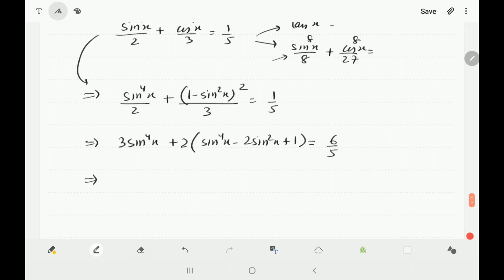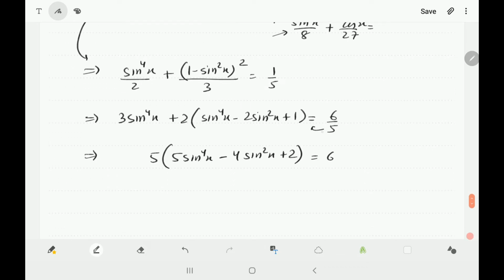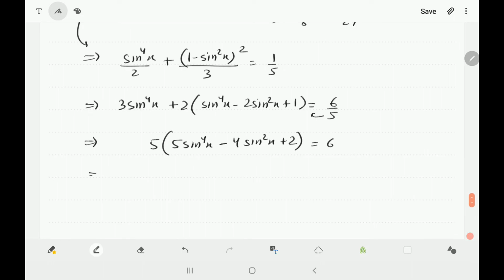3 sin 4x plus 2 sin 4x will be 5 sin 4x. So this 5 will cross multiply also. So it will be 5 times of 5 sin 4x minus, you can write 2 into 2 is 4 sin square x plus 2 is equal to 6. Okay, I have just cross multiplied this 5 on the left hand side. So we will now have 25 sin 4x minus 20 sin square x plus 10 minus 6 will be plus 4 is equal to 0.